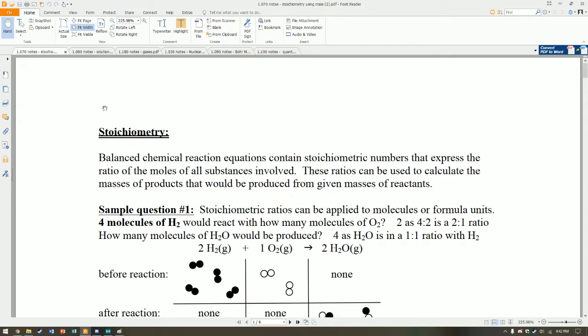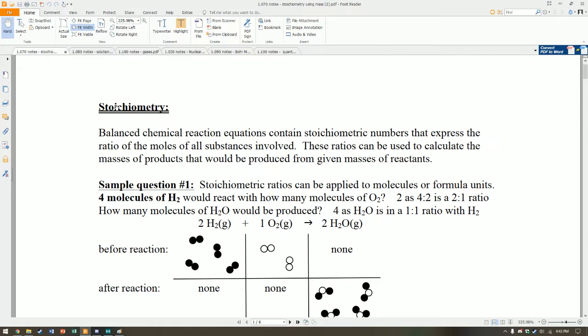Today, we're going to be going over stoichiometry and sort of how to do the problems and how it works. I do warn you that this is probably going to be a fairly long video, to the tune of half an hour, so sit tight and let's just get into it.